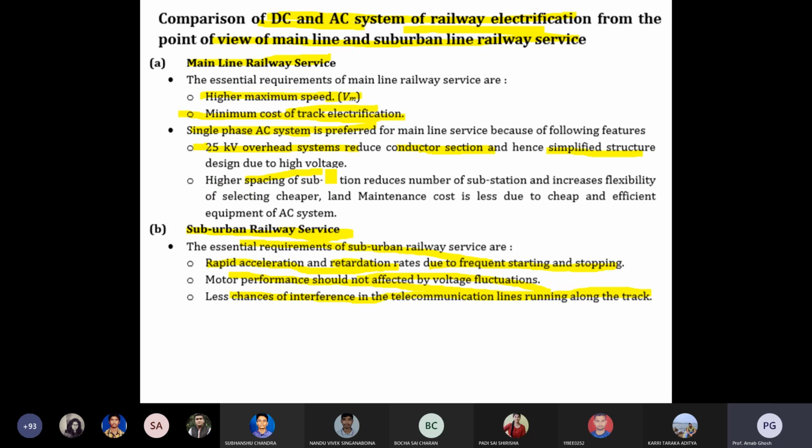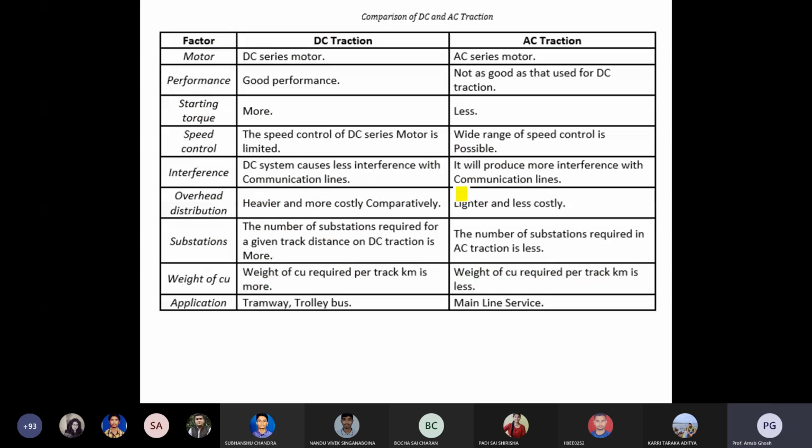Higher spacing of the substations reduces the number of substations, increasing the feasibility of selecting cheaper ones. Land and maintenance costs are also less, and you are able to use efficient, cheap equipment for the AC system. Then there's a comparison between DC and AC traction.